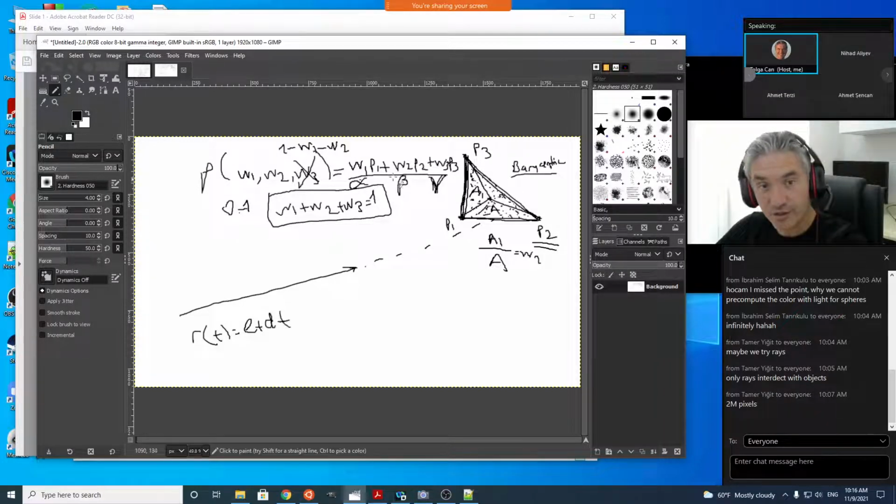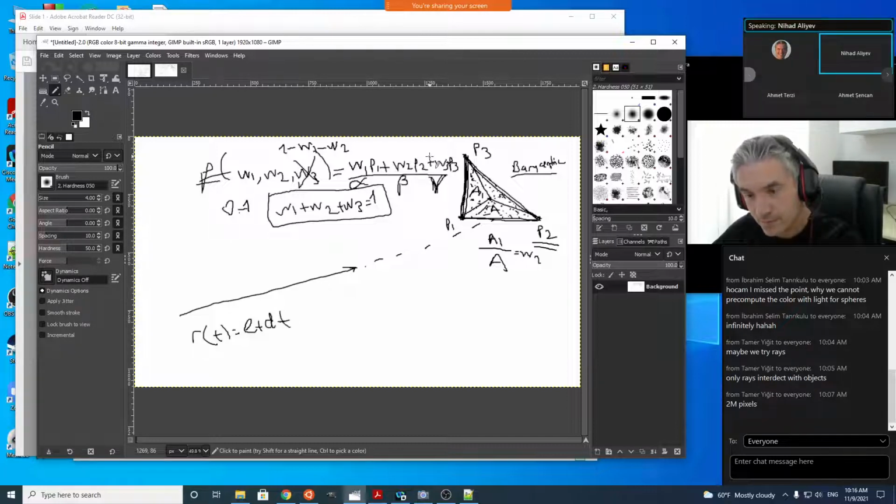P is a three-dimensional point, just like P1, P2, P3. So P1 is a three-dimensional point. We multiply it with a scalar, and we add it with another scaled three-dimensional point. So these are like additions of three-dimensional points, but scaled.